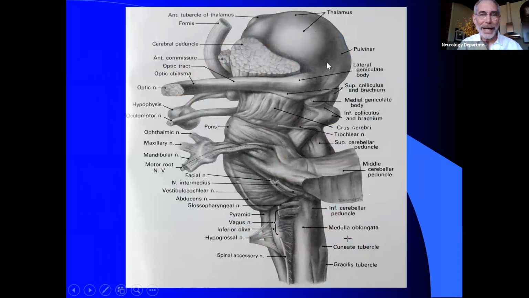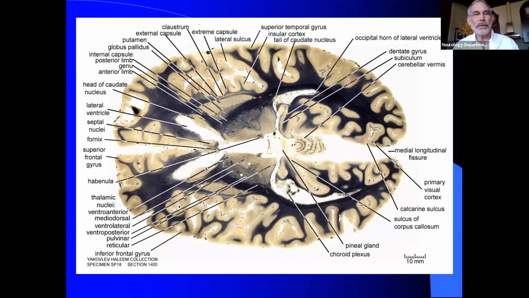Looking again back at the gross view, I think the first thing that catches your attention is how big the crus cerebri are, the cerebral peduncles, but also how big the central nuclei of the thalamus are. Here's the pulvinar sitting out behind. Here's the optic nerve, which is strongly diencephalic. Here's the lateral geniculate receiving the optic tract, right? Here are all of the colliculi that we've already previously mentioned, pulvinar sitting posteriorly, from the Yakovlev-Haleem collection.